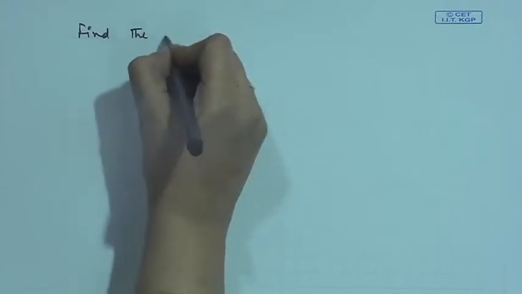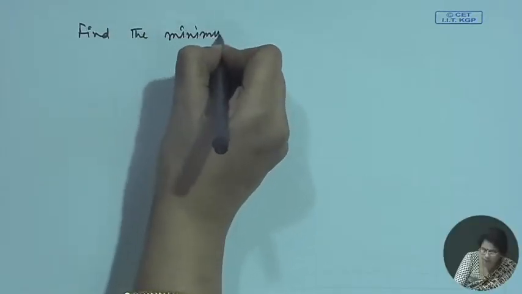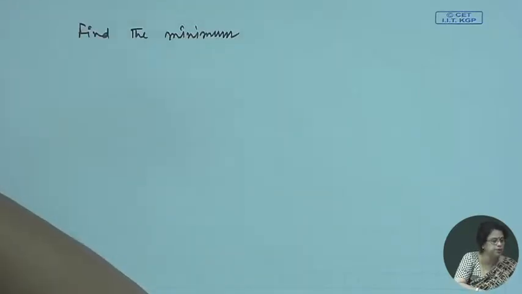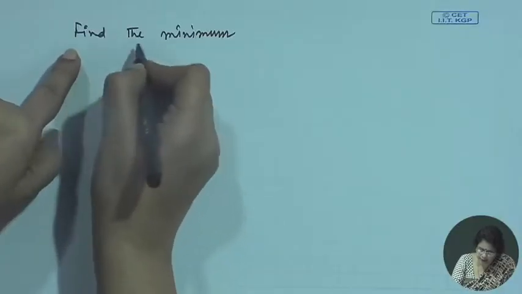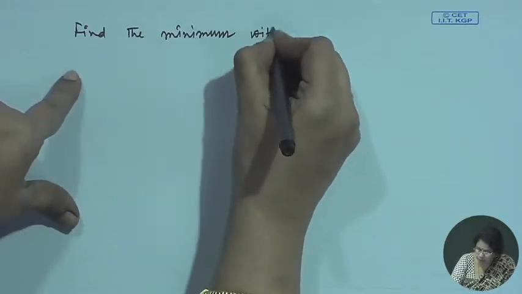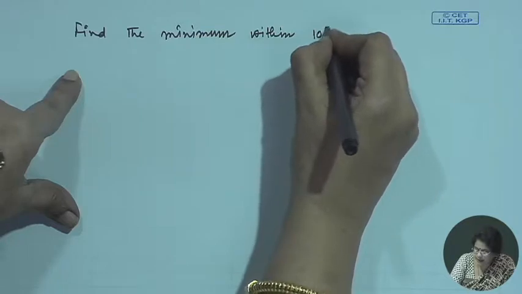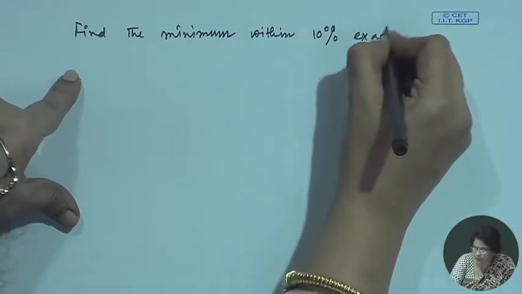Okay. Now, one thing I would like to mention here, just to see we are getting a nice pattern. How long shall I proceed? That is the question for us. I have calculated a few, just you see, I will show you all the steps. But if it is given that find the minimum within 10% of exact value.